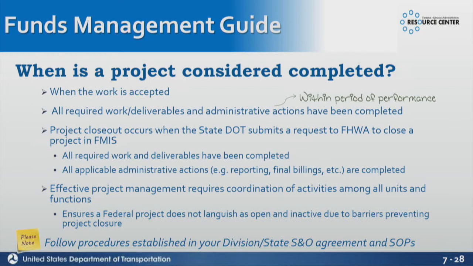So when do we consider a project complete? When the work's accepted and all the work and deliverables and the administrative actions are completed within the period of performance. So project closeout occurs when the state submits a request to Federal Highway to close a project. That's usually called a final voucher. And we're going to go ahead and review that final voucher. There could possibly be a final payment in there, or it could be you guys have already submitted all the payments and you're just closing out the project.